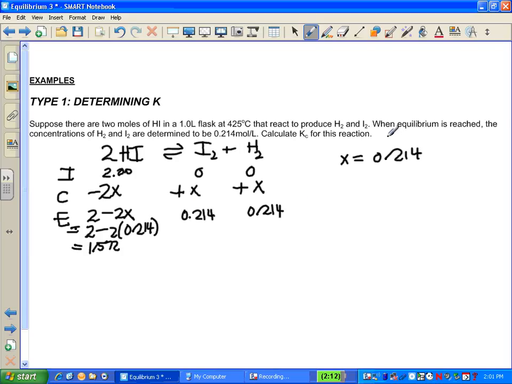The question is asking us to determine the equilibrium constant Kc for this reaction. So what we need to do is plug into the equilibrium law in order to find the equilibrium constant. So Kc is equal to the concentration of I2 times the concentration of H2 divided by the concentration of HI squared. So when we're writing our equilibrium law, we need to be very careful: products over reactants, and raise everything to the appropriate coefficients.